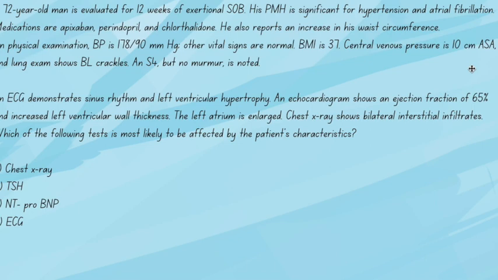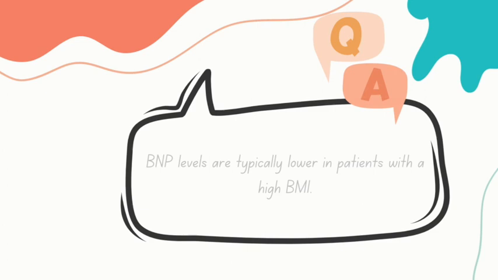We have fluid overload. We have exertional shortness of breath, but normal ejection fraction. Increased left ventricular wall thickness. Okay, that is in keeping with the ECG. Chest x-ray shows bilateral interstitial infiltrate. Which one of the following tests is most likely to be affected by the patient's characteristics? Chest x-ray, TSH, NT-proBNP, or ECG. Choose the answer, stop the video, and think about it. And the correct answer is, drumroll please, the correct answer is BNP. BNP levels are typically lower in patients with high BMI.